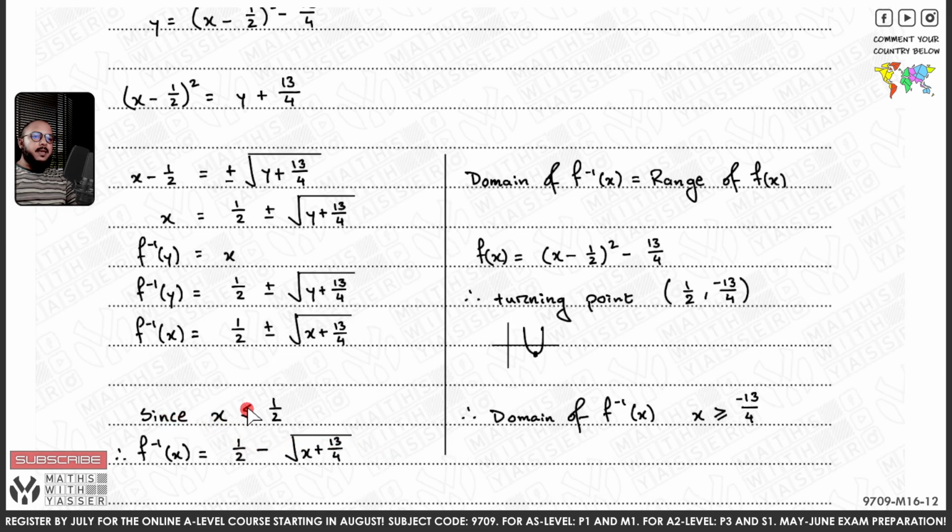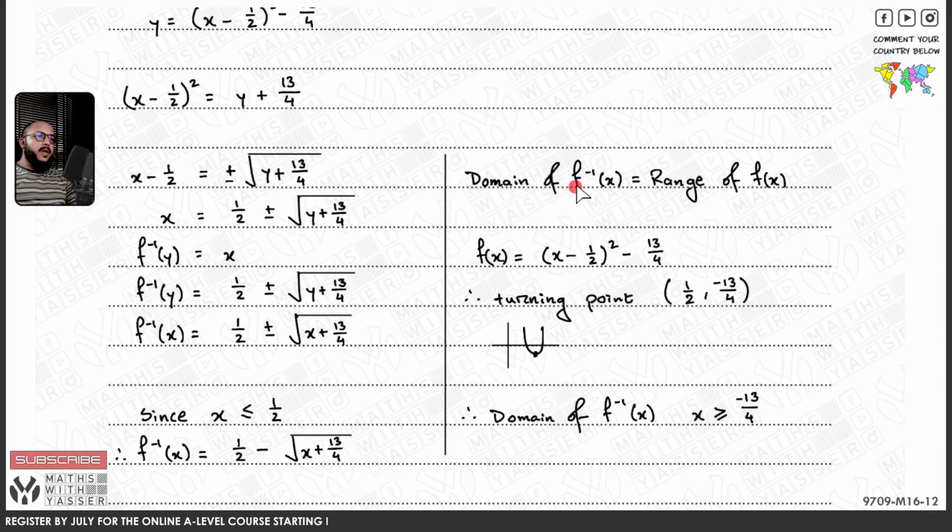Since x is less than positive half, that was the domain. So f inverse of x must be half minus. We should not be taking the plus sign because that will increase. It will go beyond half. It must be less than half. So it will be half minus square root of x plus 13 over 4.